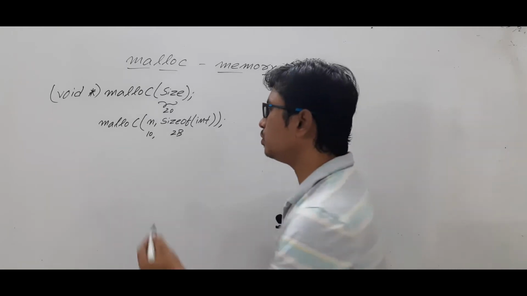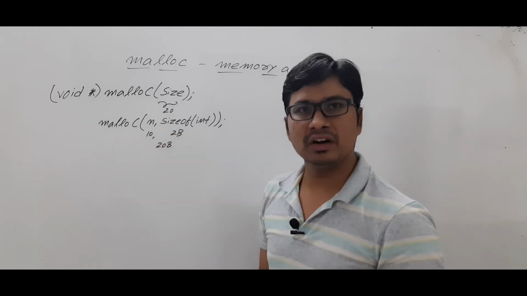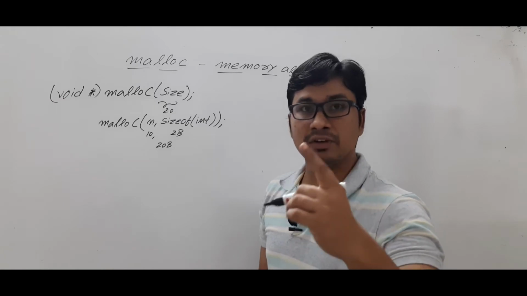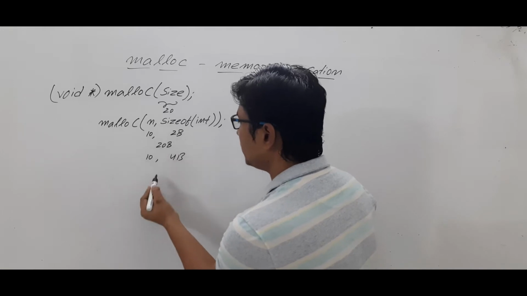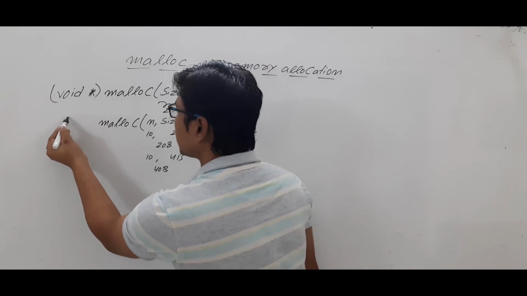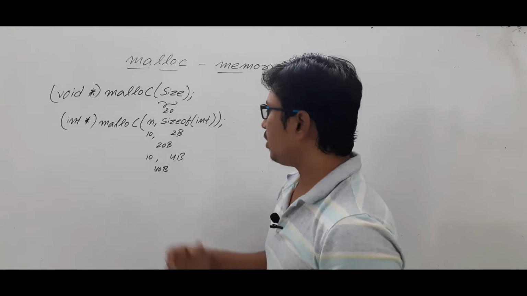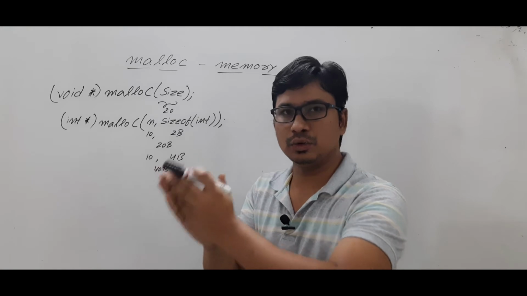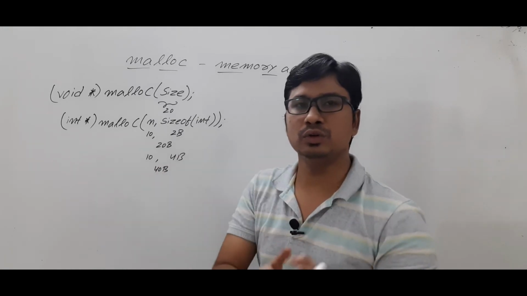Then 10 into 2, 20 bytes of memory will be allocated. If you are running this program on a 32-bit compiler, you know that one integer variable requires 4 bytes of memory. So 4 comma 10, so 40 bytes of memory will be allocated. And you have to do the typecasting (int *), because if the 40 bytes of memory is allocated successfully during the runtime, then the base address of that you need to store using a pointer.